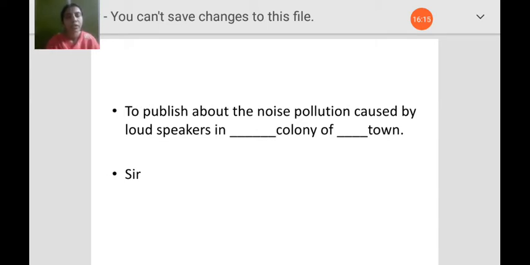Here, we want the editor to publish it in the newspaper because he is not the competent authority to take action. So it is just to publish in the newspaper. That's why we wrote to publish about the noise pollution caused by the localities in some colony. Because we are saying something about the colony, you need to write the name of the colony of so and so town.